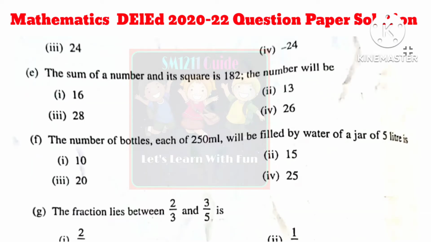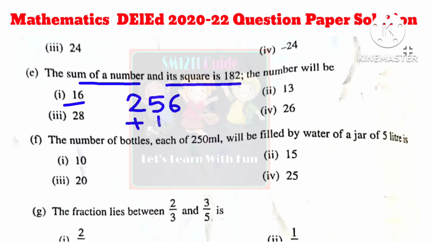Let us start with the next sum. The sum of a number and its square is 182. The number will be. So here the best method of solving this sum is by checking the options. Let us check option number 1, that is 16. 16 into 16 is 256, that is 16 square.